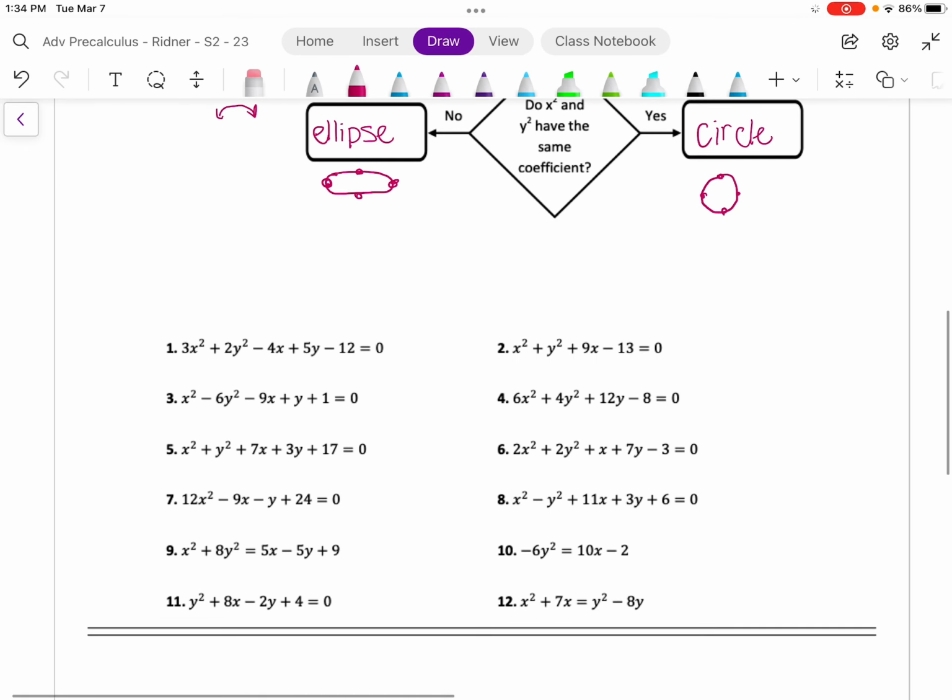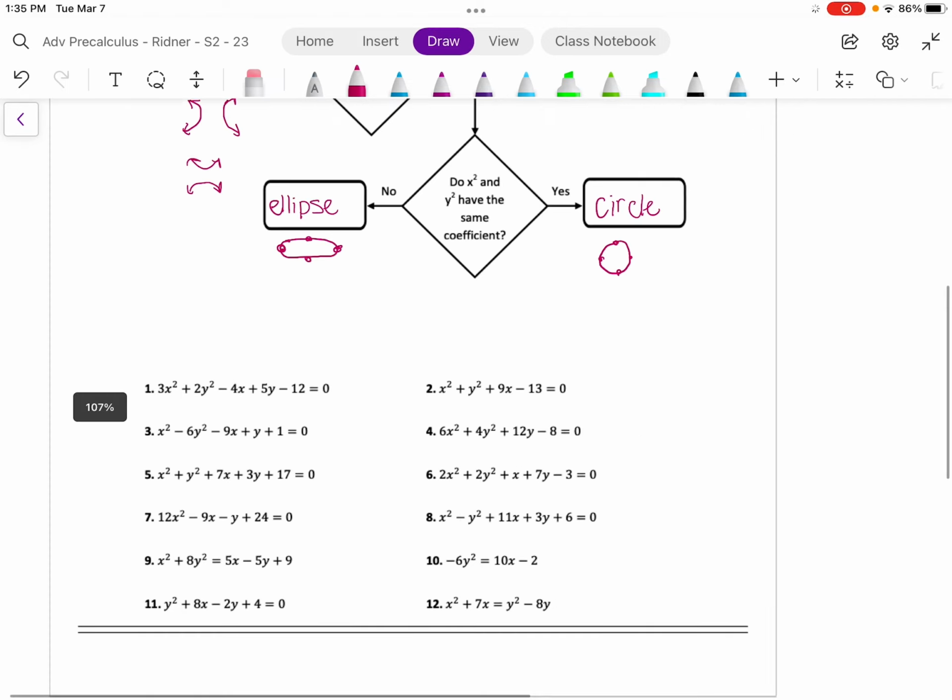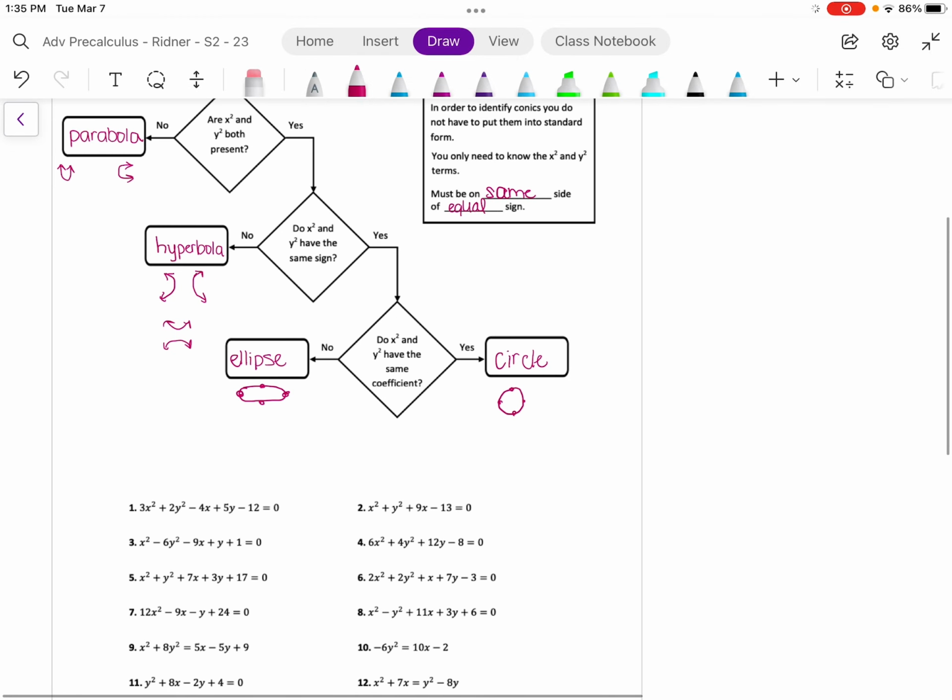So I'm not going to do all 12 of these, but all the answers will be there for you to go back and look at. But following that flow chart. So number one, are x squared and y squared present? Yes.